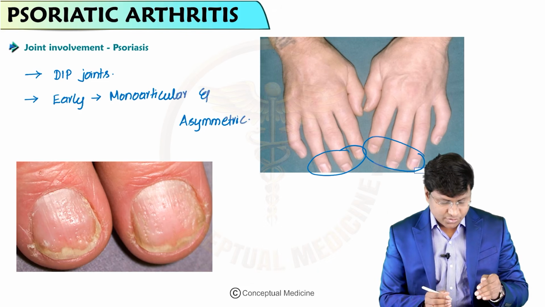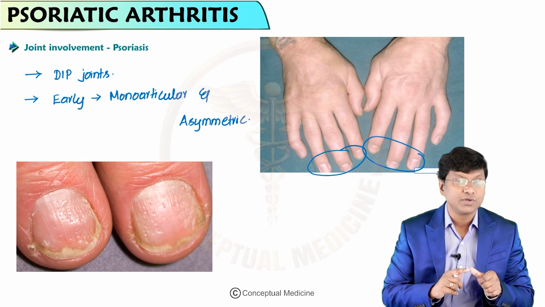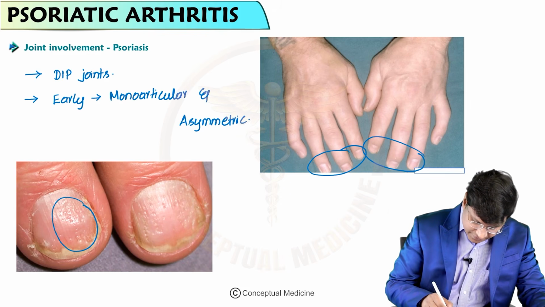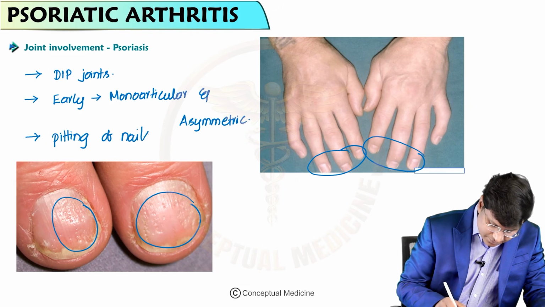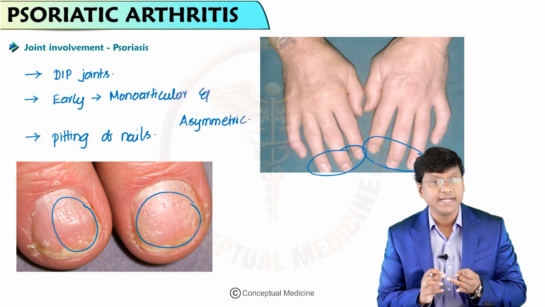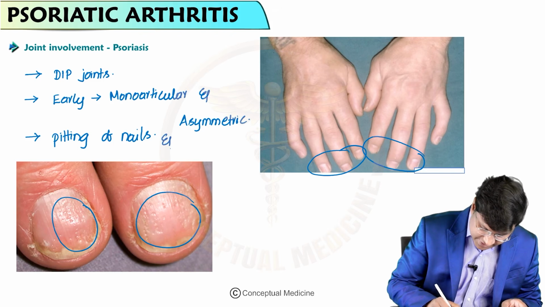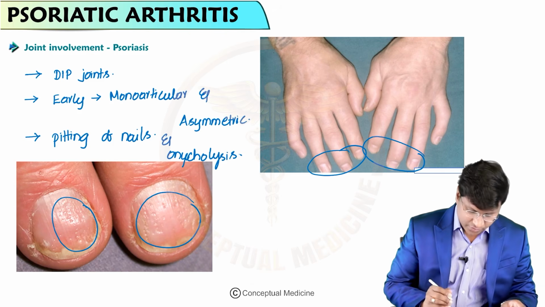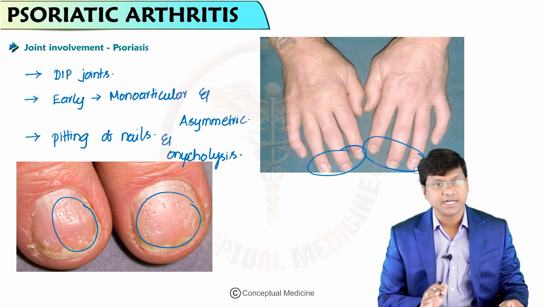Apart from the joint involvement, the other important manifestation that accompanies distal interphalangeal joint involvement is pitting of nails, right? You can observe that here. This is your pitting of nails. Pitting of nails and onycholysis frequently accompany the distal interphalangeal joint involvement. So this is about the joint involvement and the accompanying features.